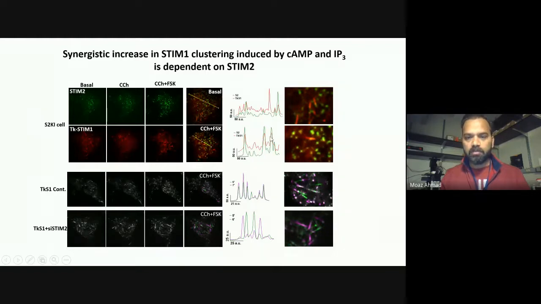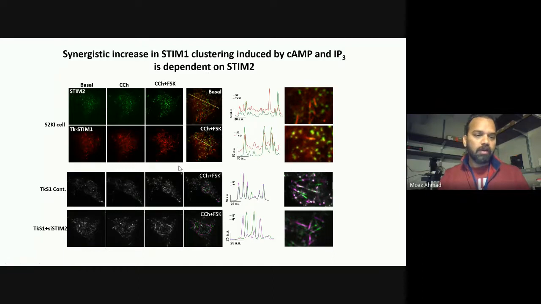There is a co-cluster of Stim2 and Stim1, while under the basal condition hardly any cluster is seen. Frequently we sometimes see some clusters, but when we look closely, we found that these are basically tracks of Stim1 passing through the Stim2 clusters. So we don't know whether that is a real cluster or just an overlap of intensity. All these experiments we were doing in the Stim2 knock-in cell line.